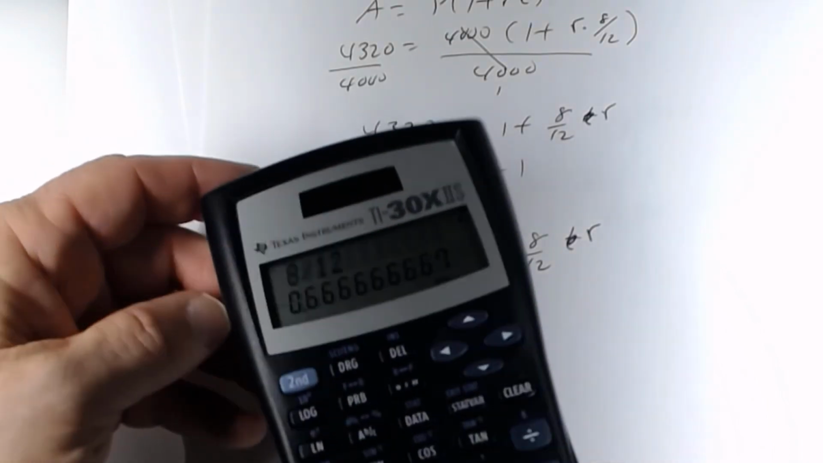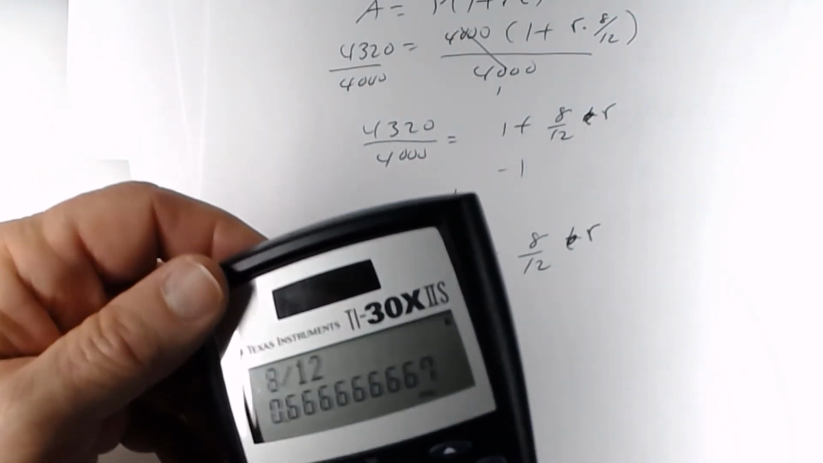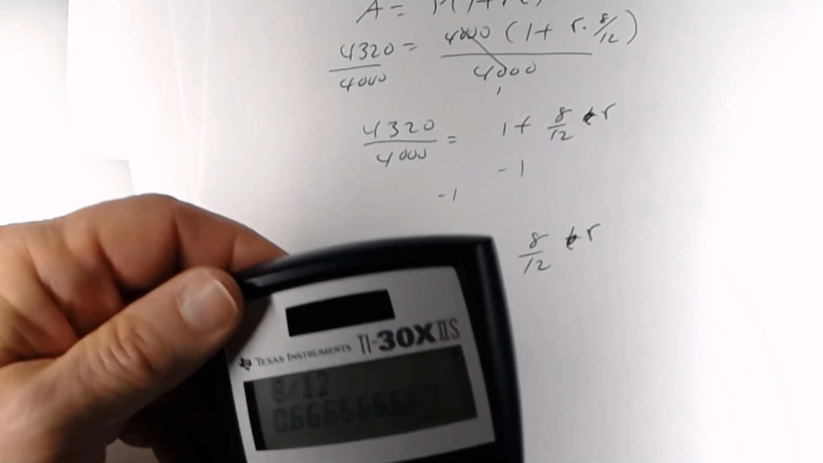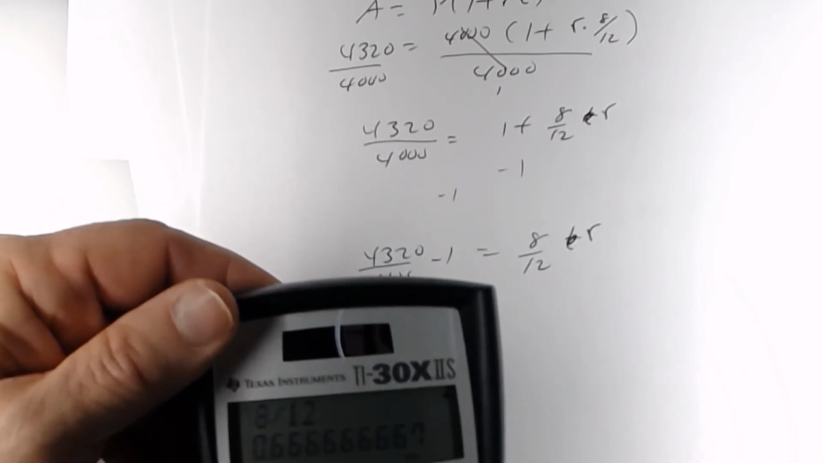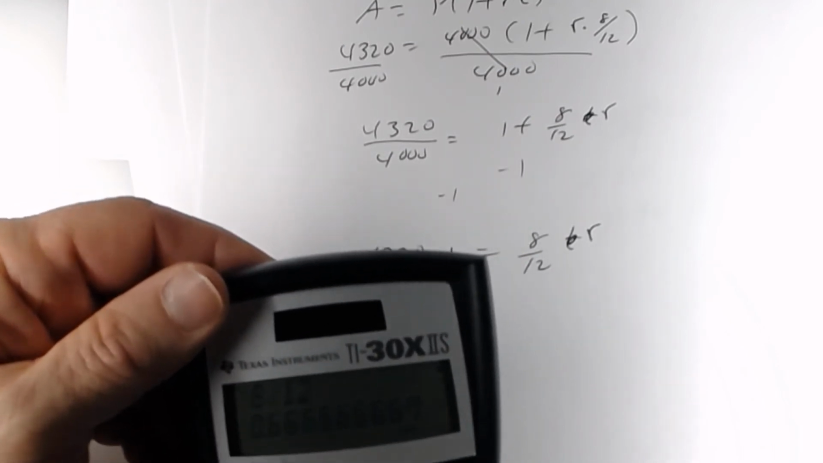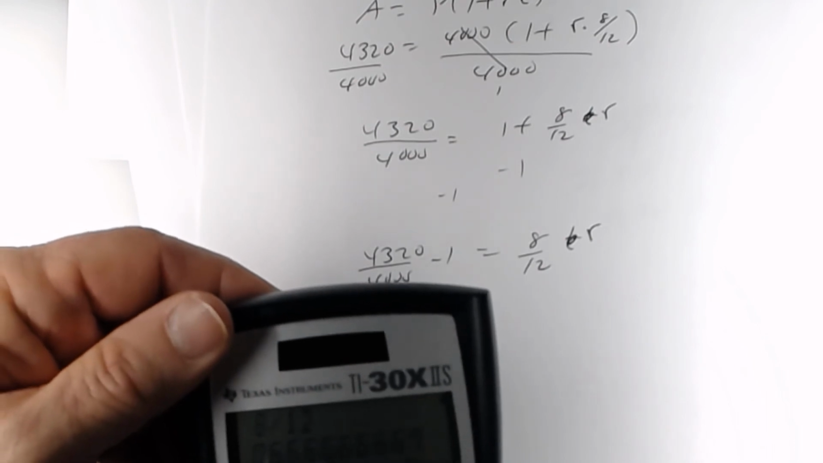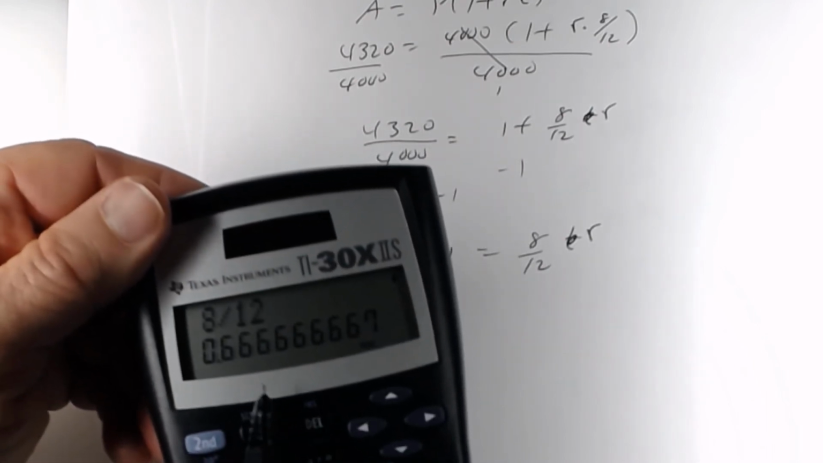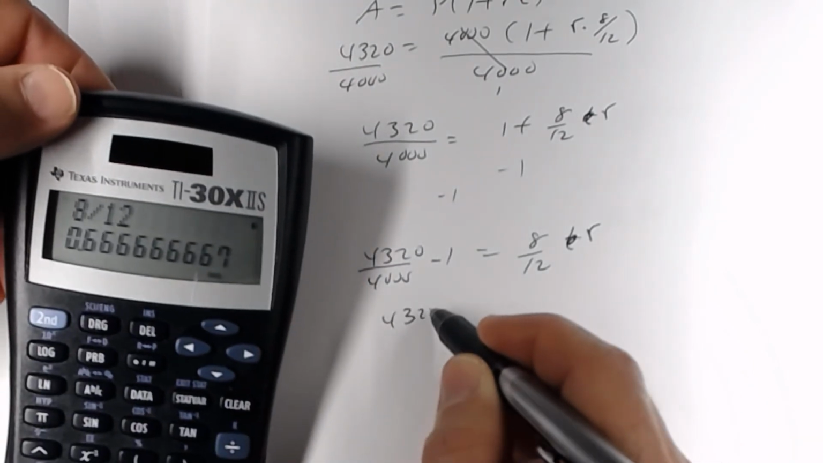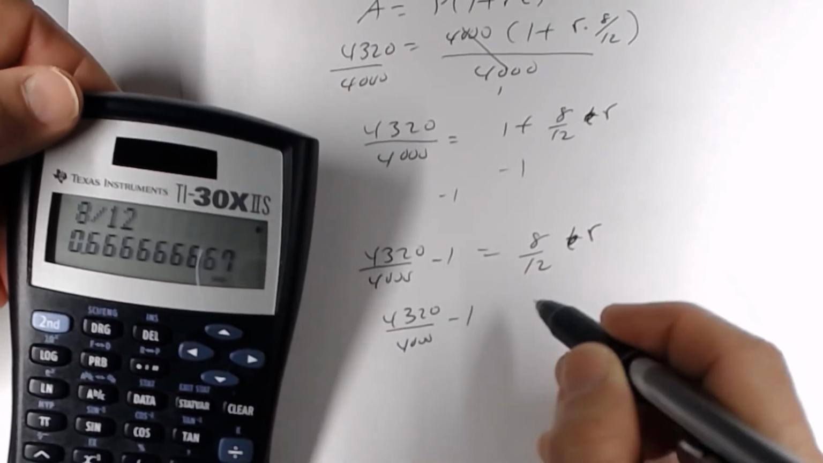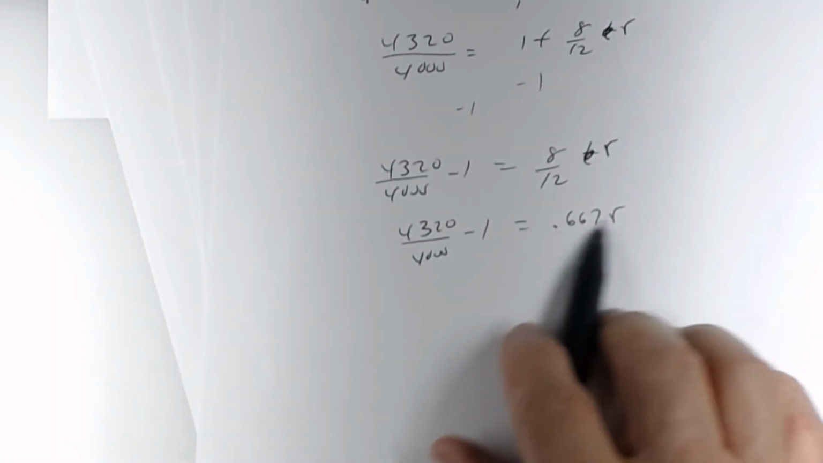So you see how you get this? 0.666666 and so on. What I would do there is, because rounding off to the tenths place may not be enough digits, I would probably include maybe 3 digits here, so that would be 0.667. So you get 4,320 divided by 4,000, minus 1, equals 0.667 R. I would include as many digits as possible.